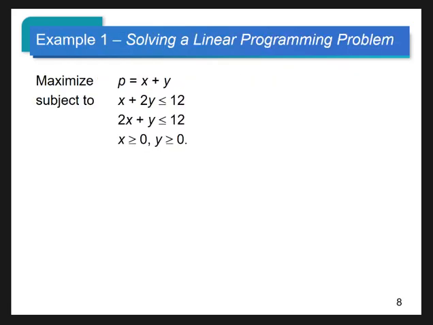So we're going to give you this problem here. This is our objective function. We want to maximize the value of p there. So we want to pick the values of x and y that give us the largest possible value of p, subject to those constraints or these limitations on x and y.